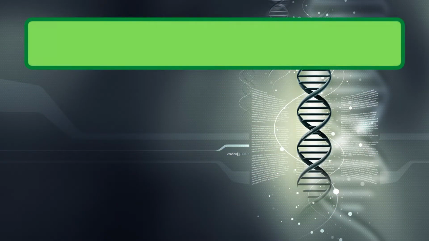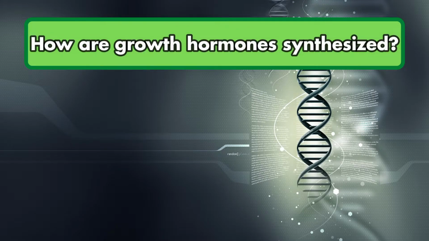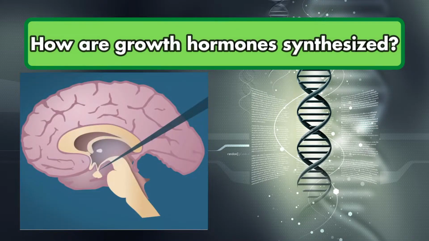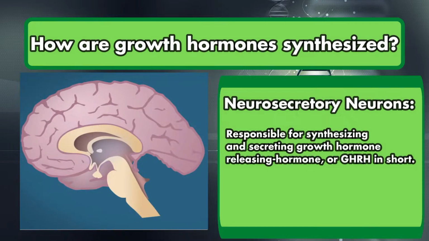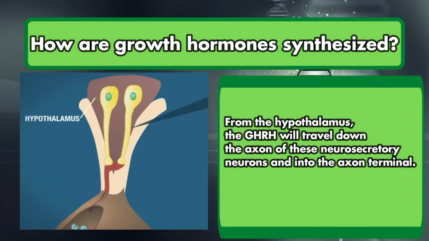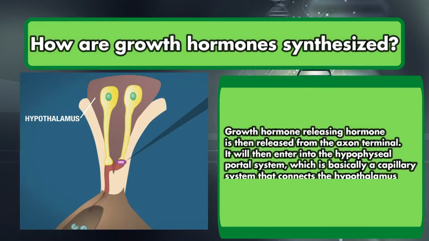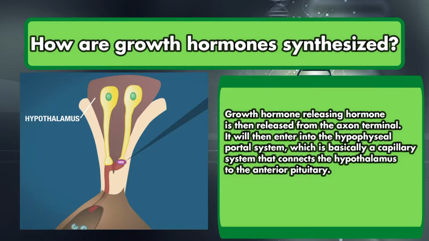Now, how are growth hormones synthesized? It starts with the hypothalamus. The hypothalamus is located at about the center of your brain. And we are going to focus on some neurons located in the hypothalamus called neurosecretory neurons. The neurosecretory neurons are responsible for synthesizing and secreting growth hormone releasing hormone, or GHRH for short. From here, the GHRH travels down the axon of these neurosecretory neurons and into the axon terminal. Growth hormone releasing hormone is then released from the axon terminal.